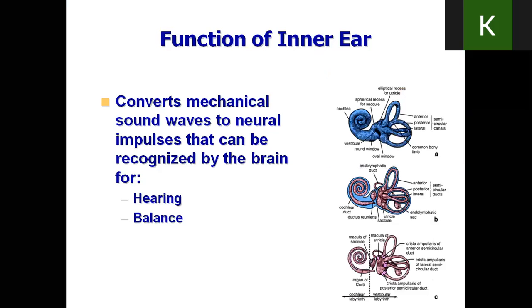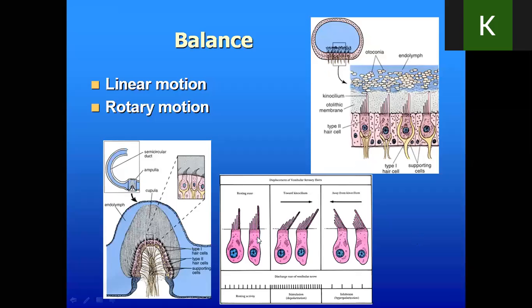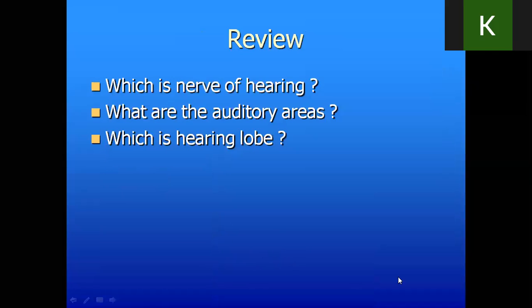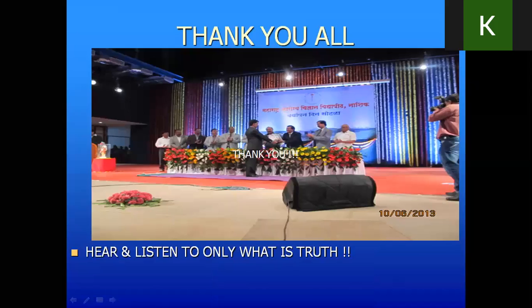These are other diagrams. The ear is also meant for balance, so linear motion, rotatory motion, and hearing is carried by the main receptor, and that receptor is the organ of Corti. The organ of Corti is the receptor for hearing, and it carries the hearing impulse through the vestibulocochlear nerve to the temporal lobe for recognition of the sound, whether this sound belongs to Dr. D'Souza or Kishore Kumar or Lata Mangeshkar or a donkey.